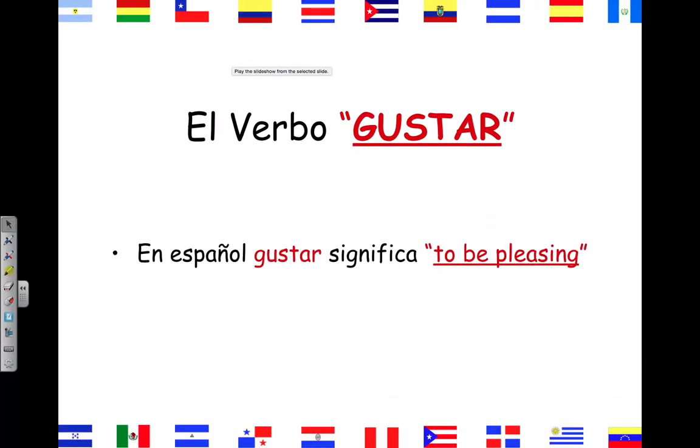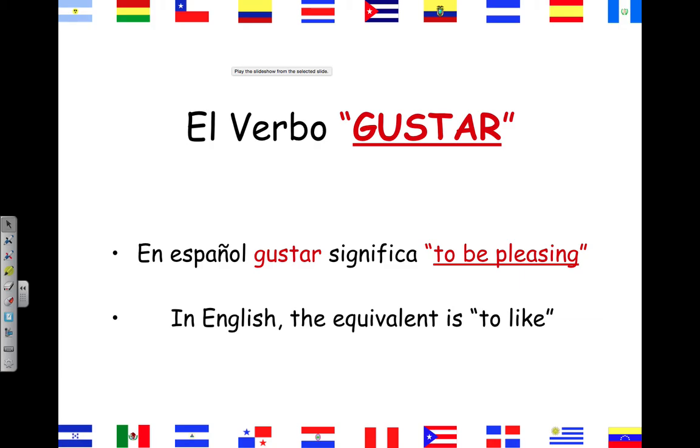So today's video is on the verb gustar. And as you should know by now, in Spanish, gustar means to be pleasing. And the English equivalent is to like. That means gustar does not mean to like. There's just no Spanish way to say to like, so what we use is gustar instead. As a result, gustar does not act like the English verb to like.